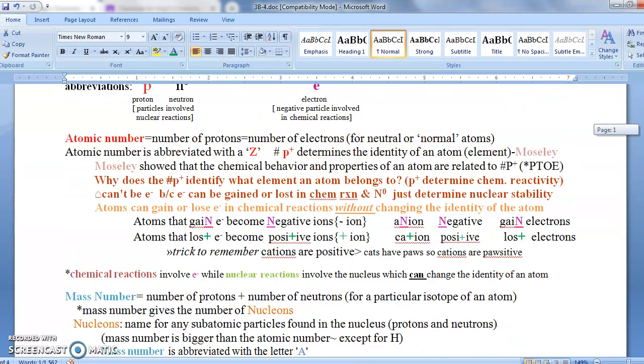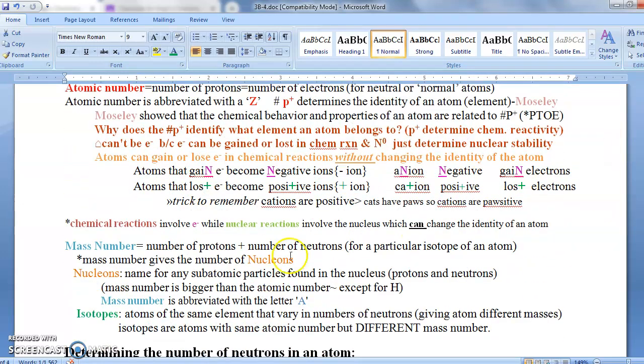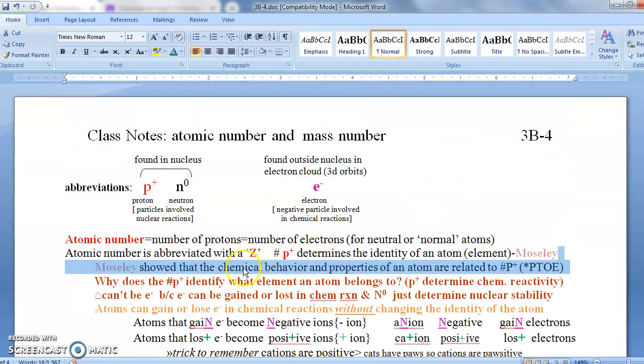Mass number is abbreviated with the letter A. Atomic number, on the other hand, is the number of protons, and it's abbreviated with the letter Z.